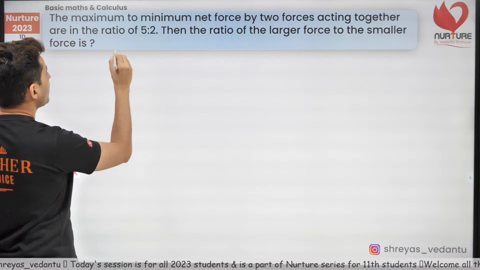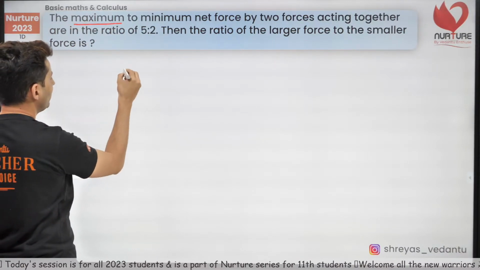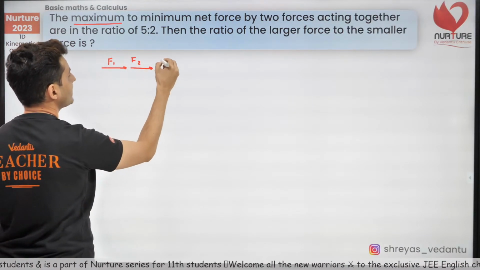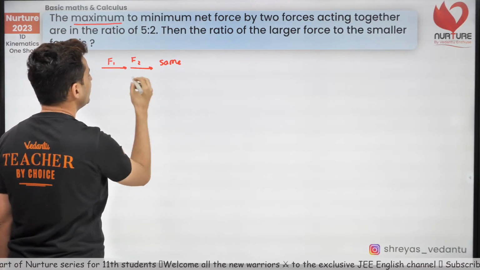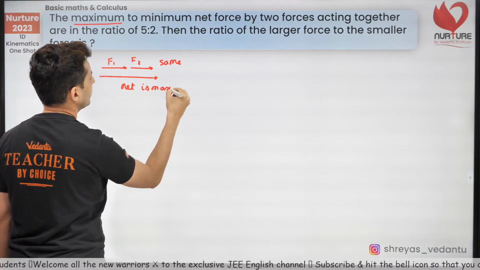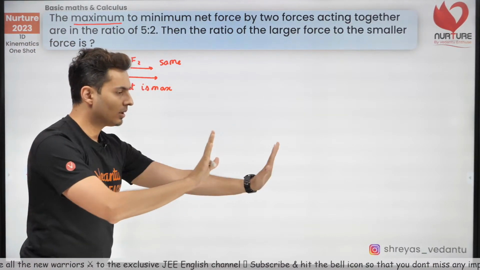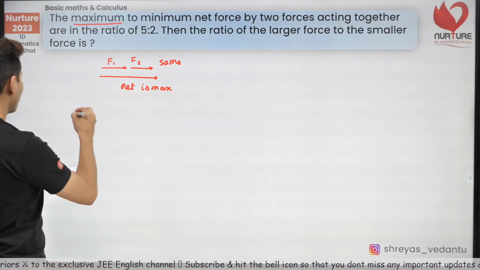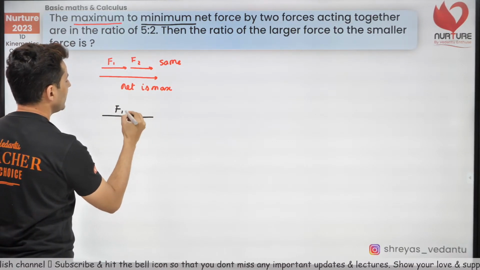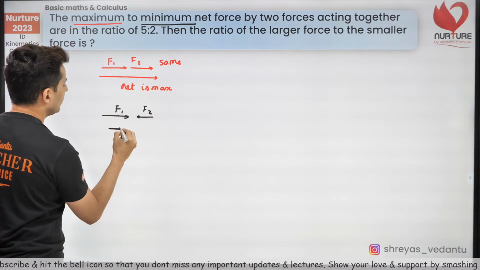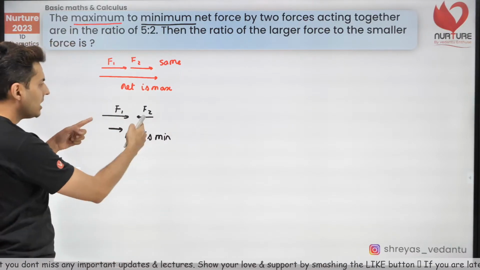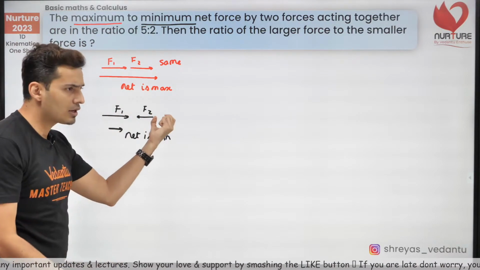When you have two forces, when do you think the net force will be maximum? The net force will be maximum when both the forces F1 and F2 act in the same direction. If both people push in the same direction, net force will be maximum. And when do you think the net force will be minimum? When one of them is here and the other is opposite to it. Then the net force is minimum. Obviously you're partially cancelling out. I'm not exactly cancelling it out because one might be large, one might be small.